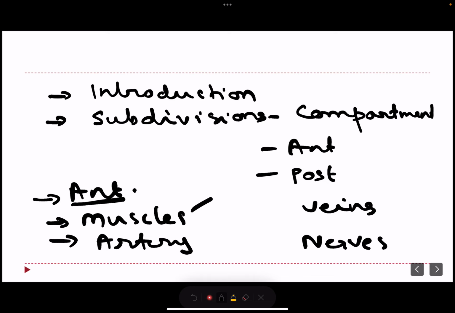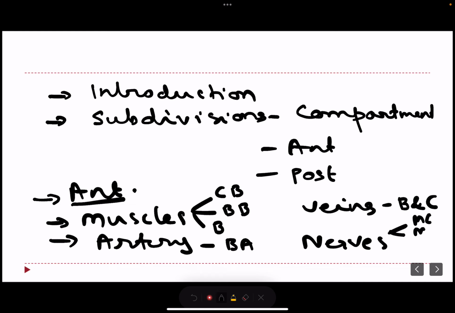The muscles we discussed were three: coracobrachialis, biceps brachii, and the brachialis muscle. The artery is the brachial artery, and the veins are the basilic vein and the cephalic vein, and the nerves, musculocutaneous nerve, median nerve, the ulnar nerve, and the radial nerve.